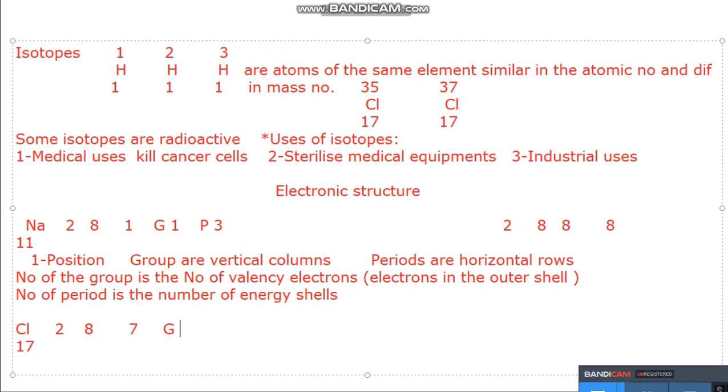Good. Chlorine in group what? Which group? Group 7. Yes. In period what? Which period? In which period? Chlorine is in period 3 because we have 3 levels. Count the number of levels. We have here 3 levels.